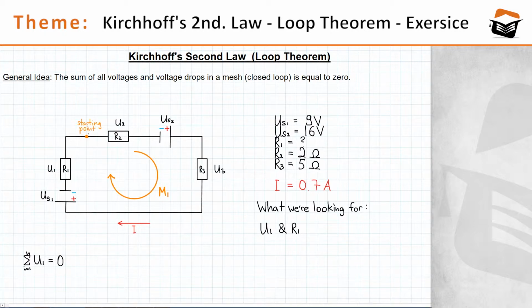If we have a starting point, and by the way, it doesn't matter where you put the starting point, because one way or the other, you will reach the starting point back. And the math works out regardless of where you place your starting point. For convenience, we're going to use the same starting point as in the previous video. So, beginning at the starting point and going in the direction as indicated here, if you encounter a resistor, you treat the voltage drop across the resistor as negative, therefore minus U2.